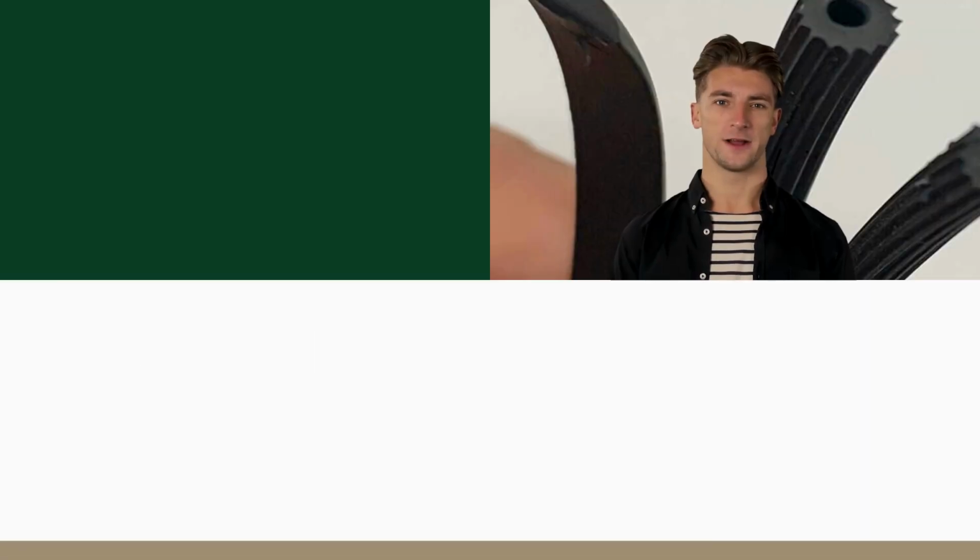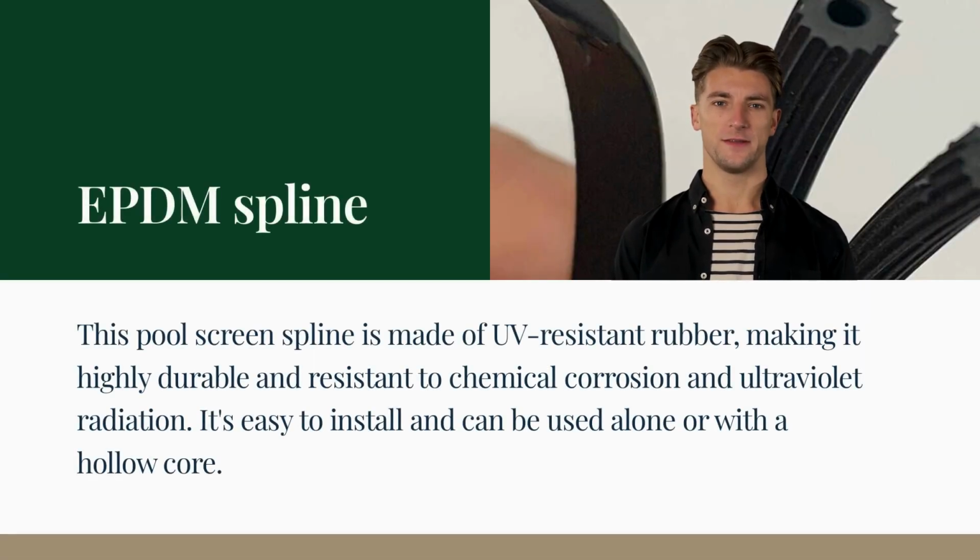The first type of spline that I will talk about is the EPDM spline. This pool screen spline is made of UV-resistant rubber, making it highly durable and resistant to chemical corrosion and ultraviolet radiation. It's easy to install and can be used alone or with a hollow core.